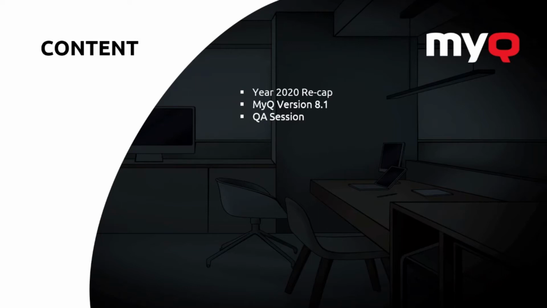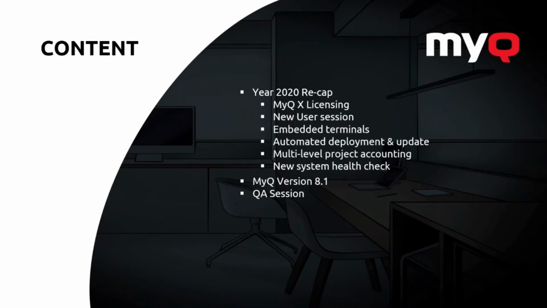Now let's quickly look at the recap. I will start with the MyQ X licensing model, the new user session, new embedded terminals, followed by the automated deployment, multi-level project accounting, and the new system health check, which are the important things we have chosen from the list of features added throughout this year. Of course, many more features were added, but these are just the important highlights we would like to recap today. After this, we will go through version 8.1, where there are many more features to show you what the new 8.1 brings.